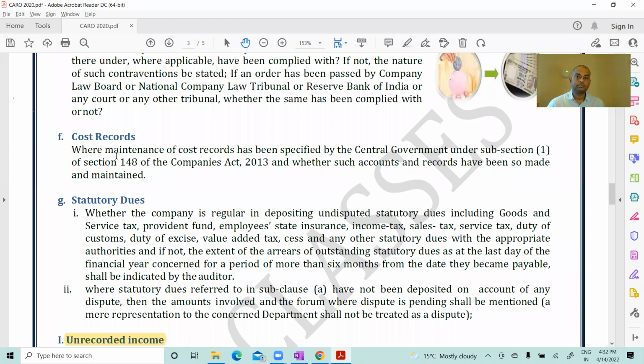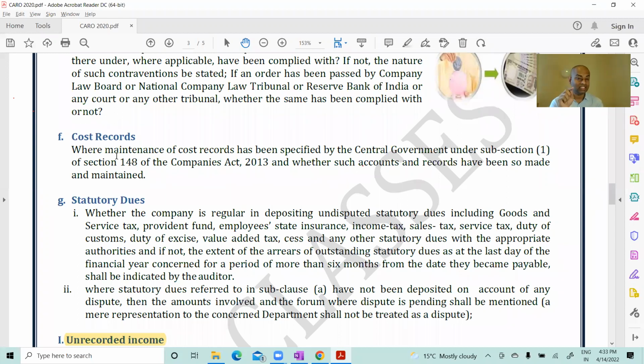This is the order. Now, you are the auditor of a company. Yes. You are conducting the audit of X Limited. Yes. X Limited is manufacturing batteries. Yes. So section 148 subsection 1, whatever order the central government has given to maintain the books of account, that is applicable to X Limited.